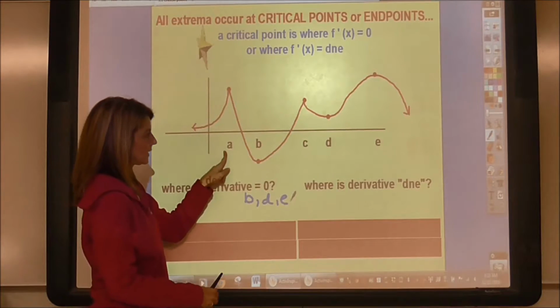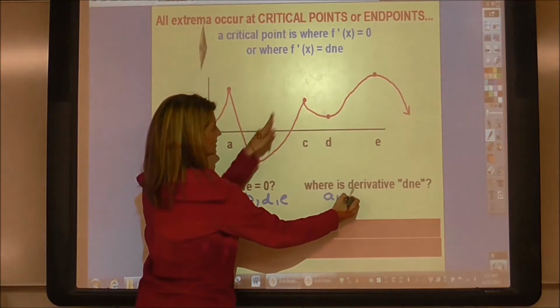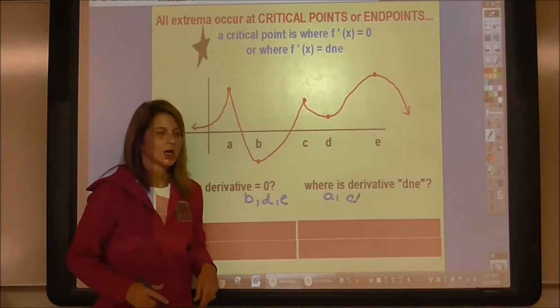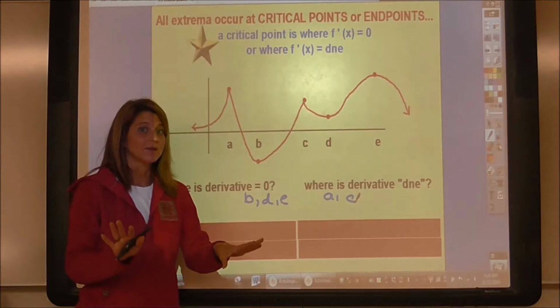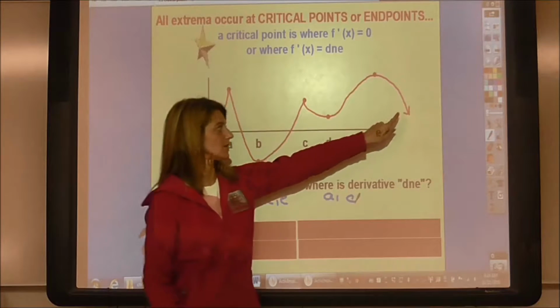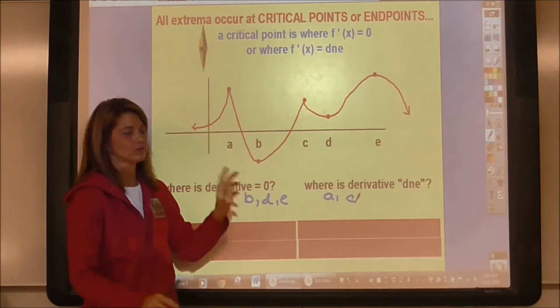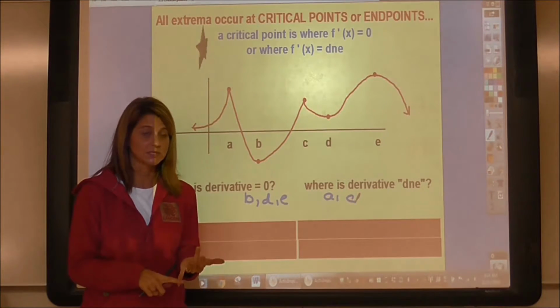So that would be A and C, right? I think I've got all my letters on there. Oh, and I don't have any endpoints, right? No endpoints. I see I have an arrow and I have an arrow. Okay, so there's no endpoints to consider.